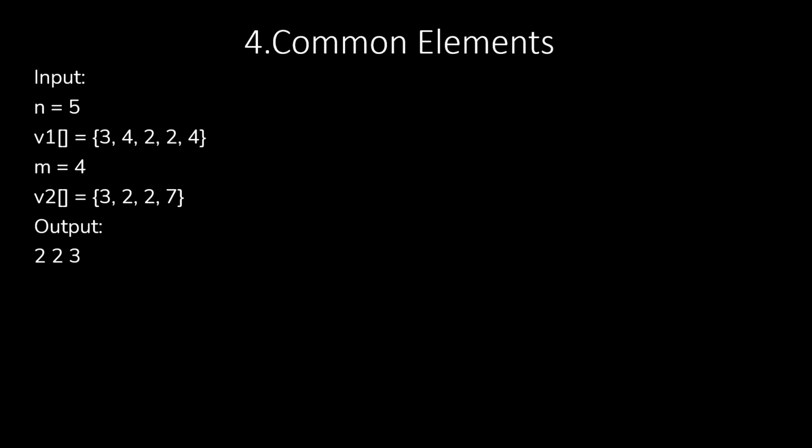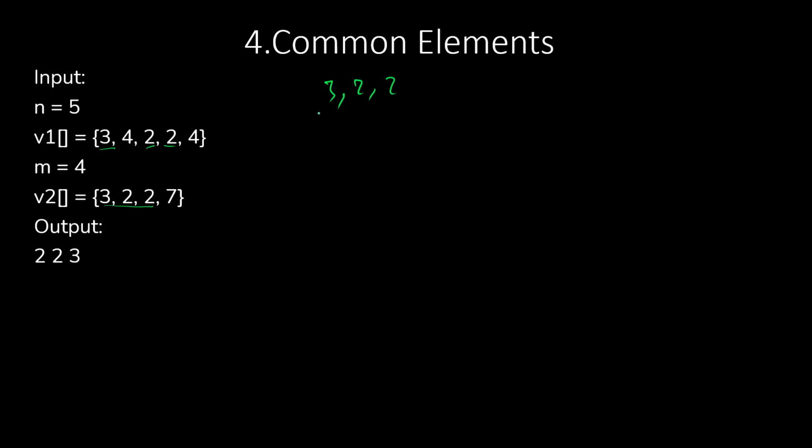Now let us understand the question. In this question we have two arrays, and in these two arrays we have to find the common elements. You can see 3 is there, 2 is there, 2 is there, and this 3, 2, 2 is also present in the second array. So this is what we have to return: 3, 2, 2.